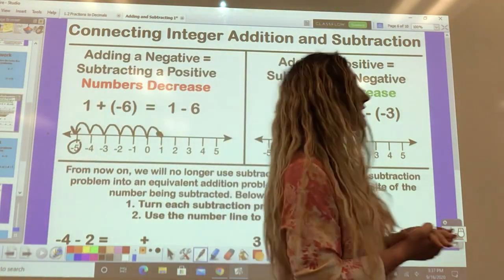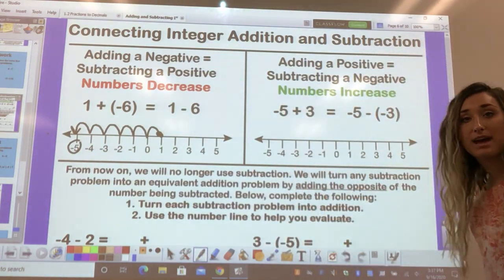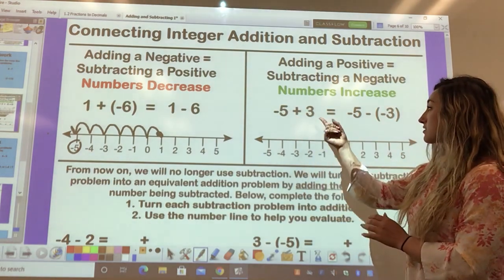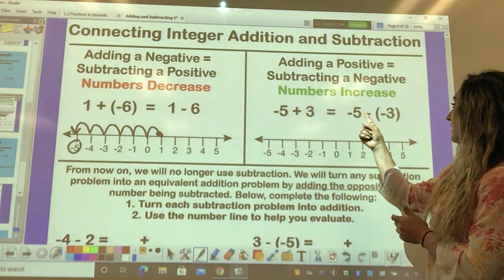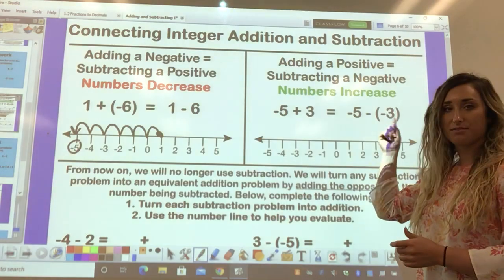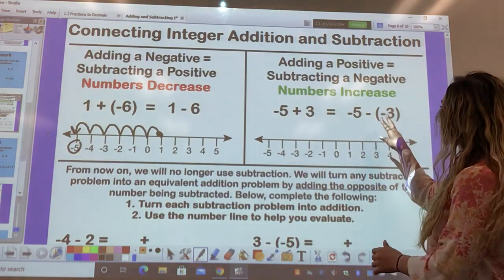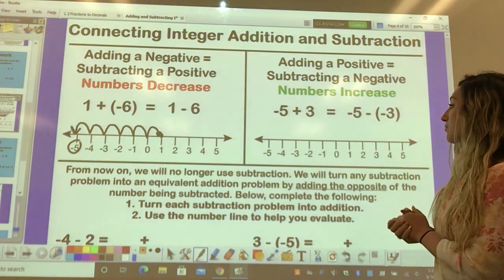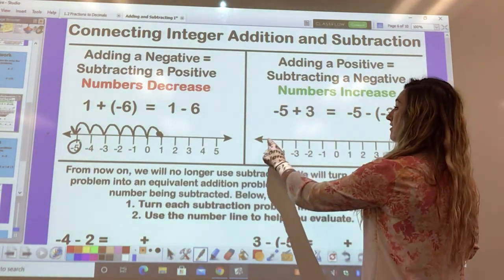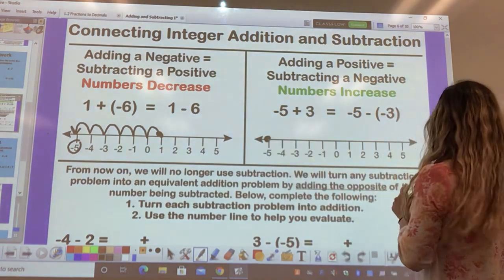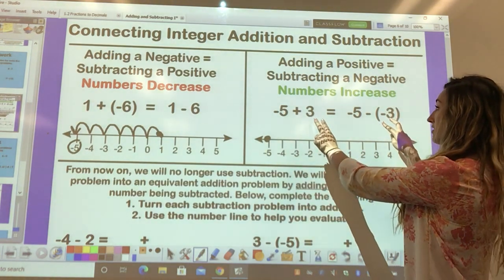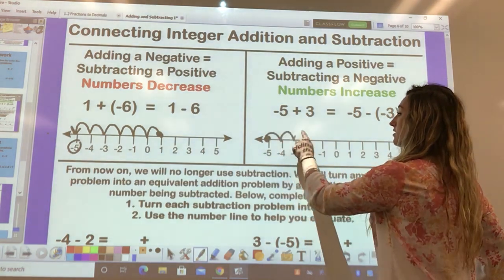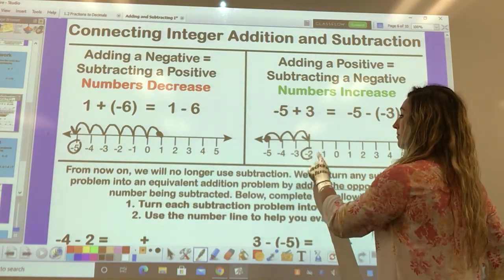You also might have noticed that adding a positive is the same as subtracting a negative. So negative 5 plus 3 is the same as negative 5 minus negative 3. That's kind of like that mind-blowing one. It's crazy that this just really means plus 3. So no matter which one we're looking at, we'd start at negative 5. And both of these things mean that the numbers are increasing. So we'll move to the right 3, and end up at negative 2.